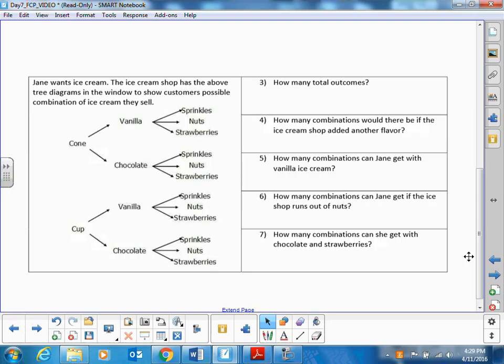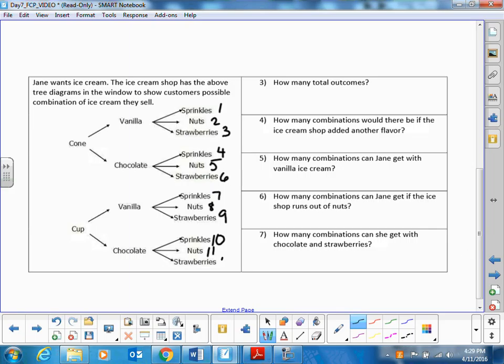So how many total outcomes are you going to have? You're going to count each one of these. So 1, 2, 3, 4, 5, 6, 7, 8, 9, 10, 11, 12. So your total outcomes, there are 12 total outcomes. And this is the difference between regular probability, where we were finding the fraction, how many times did this happen out of how many total times. With tree diagrams, sometimes they ask for the total outcomes, which is how many total, it's your sample space. Fundamental counting principle will say how many different combinations. That's just asking for the outcomes.